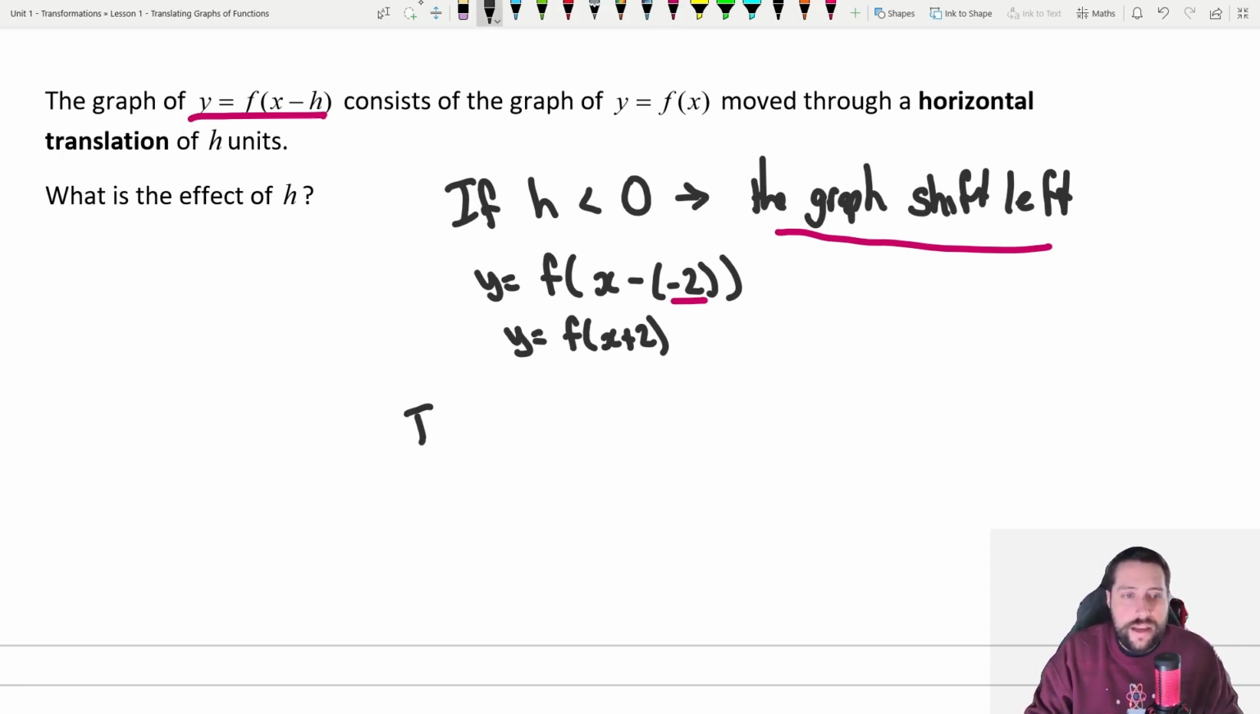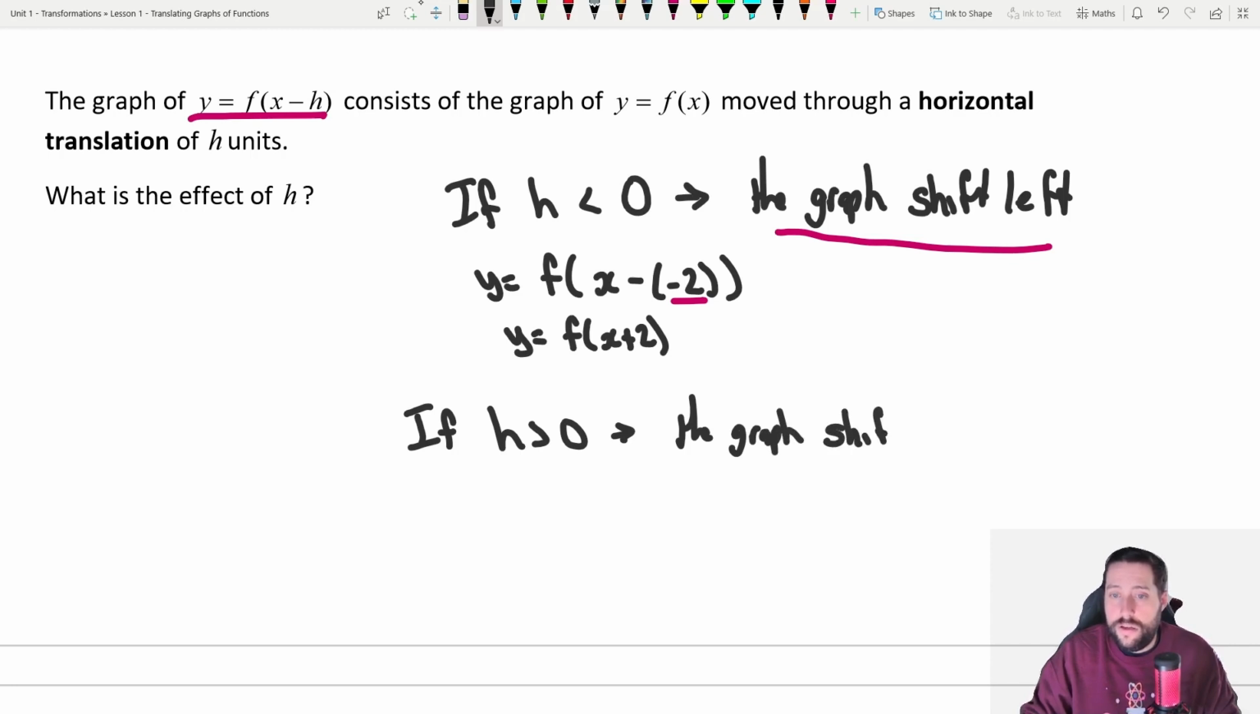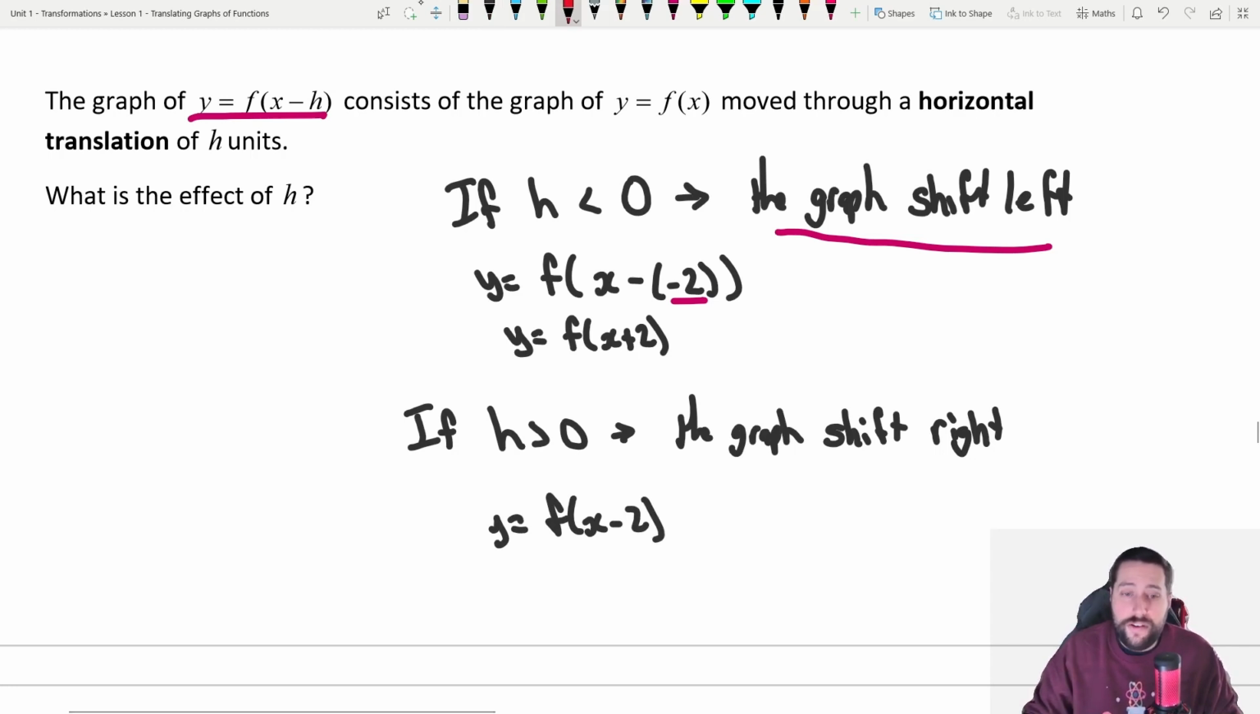For the second part, if h is greater than 0, that means the graph will shift right. So it'll look like this. We have y is equal to f of x minus 2. So this one will just move 2 to the right, whereas the one up here would move 2 to the left.